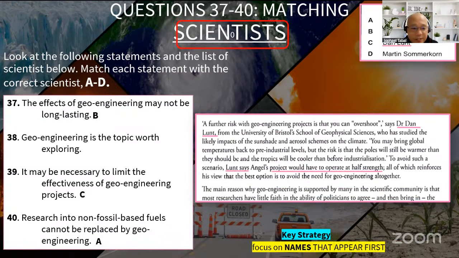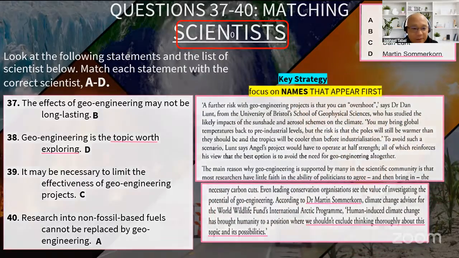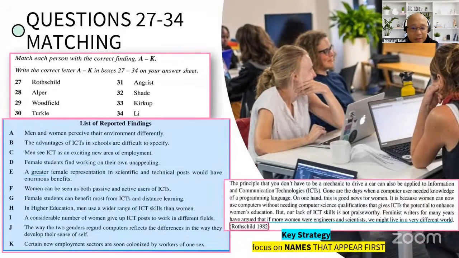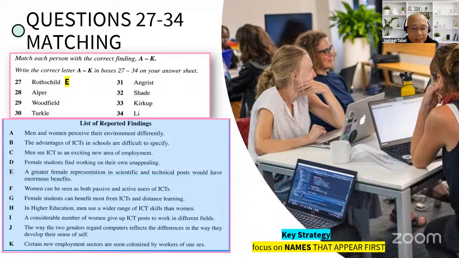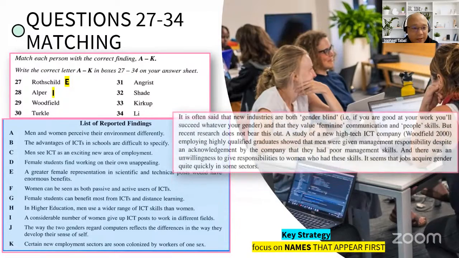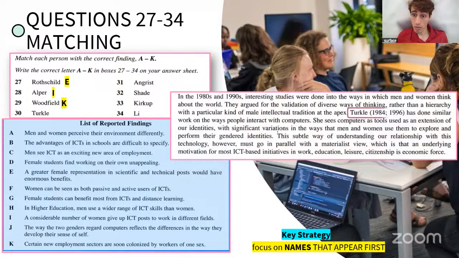We have matching headings and matching information or matching ideas. Right. Great job. So key strategy: focus on names that appear or are repeated the most, okay? And find the answers. That's it. Appeared first, I mean, in the paragraph.